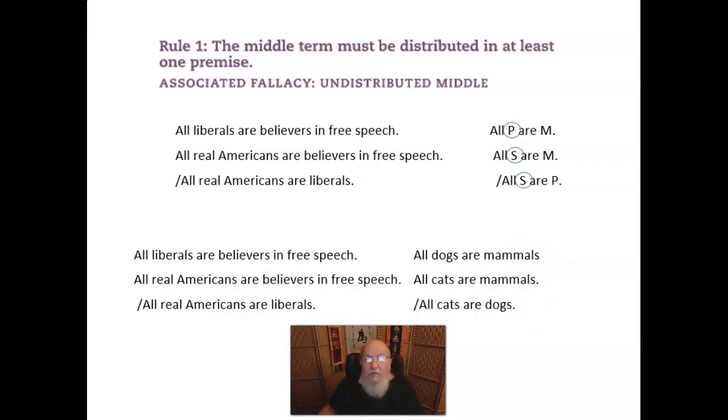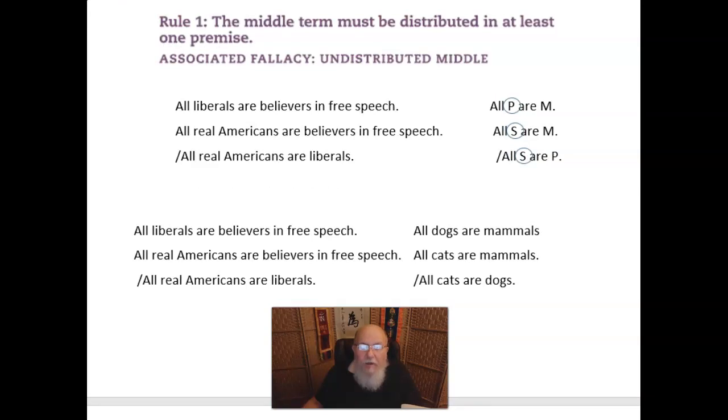All dogs are mammals, all cats are mammals, therefore all cats are dogs. And here also you can see why we had to learn distribution so that we could apply the rules. I just wasn't making you do it for the heck of it. Remember that universal statements distribute the subjects, while negative statements distribute the predicates.